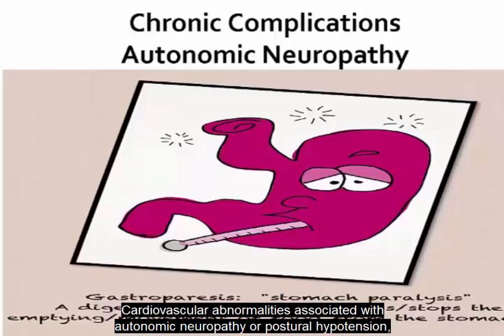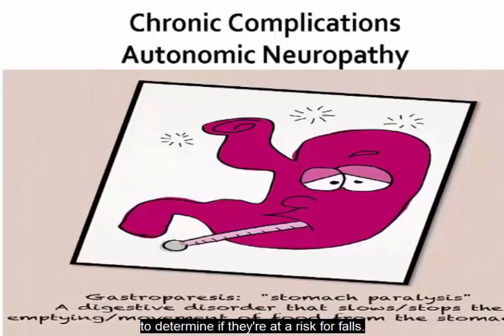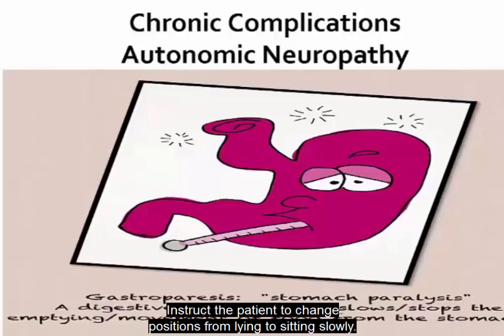Cardiovascular abnormalities associated with autonomic neuropathy are postural hypotension, resting tachycardia, and painless myocardial infarction. Assess the patient with diabetes for postural hypotension to determine if they're at risk for falls. Instruct the patient to change positions from lying to sitting slowly.